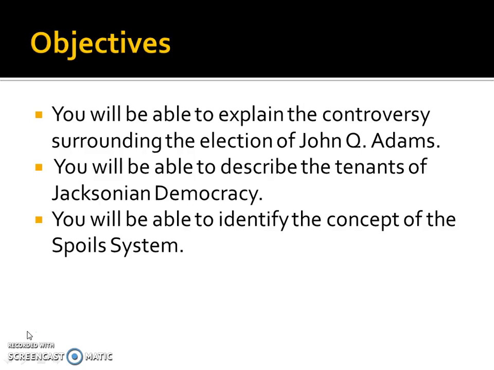So to start with, let's look at our objectives. You will be able to explain the controversy surrounding the election of John Quincy Adams. You'll be able to describe the tenets of Jacksonian democracy, and you're also going to be able to identify the concept of the spoil system.